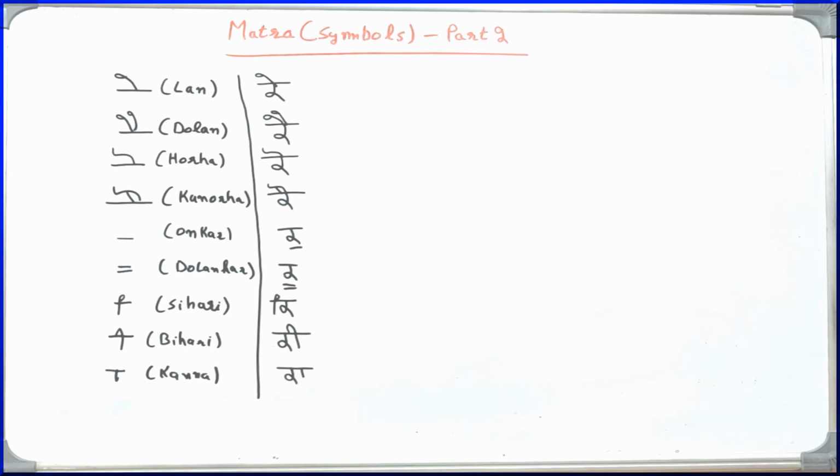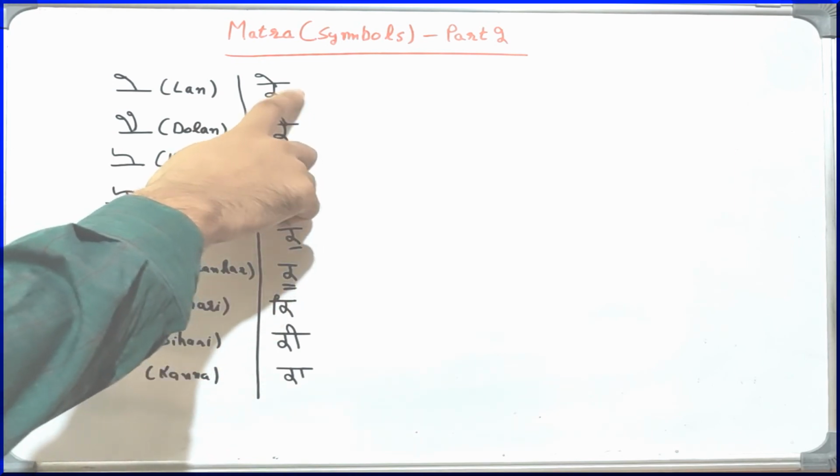Welcome to the second session of Matras. In the first part, we learned what Matras are and some fundamental questions related to them. Just to revise before we continue: we had 9 different Matras. Lava, Dulava, Hora, Kanaura, Aunkar, Dulankar, Sihari, Bihari, Kanna. These are the 9 matras that we have in Gurmukhi. If you include Mukta also, then we will have 10 matras.